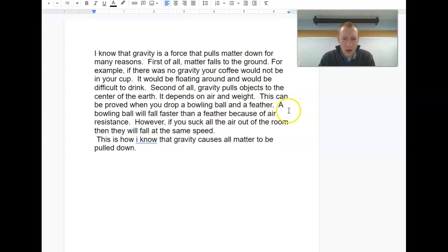All right. So I just turned this. It really just said this, right? It depends on air and weight. Well, what the heck does that mean? So I went ahead and explained it. I added more details.